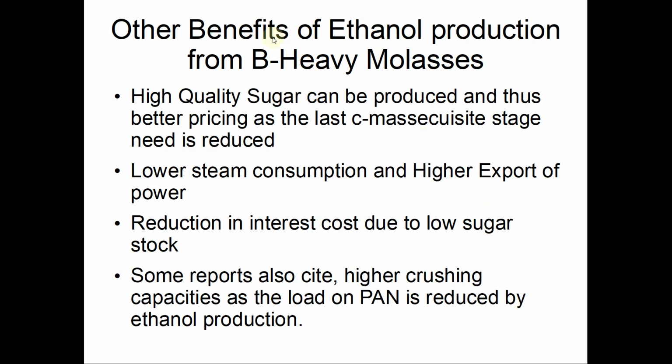There are also other benefits for sugar mills by producing ethanol from B-heavy molasses, such as producing higher quality of sugar and better pricing for it as the last C-muscat stage need is reduced. Lower steam consumption and higher power export. Reduction in interest cost due to low sugar stocking. Also, some reports cite higher crushing capacities as the load on pan is reduced due to ethanol production.